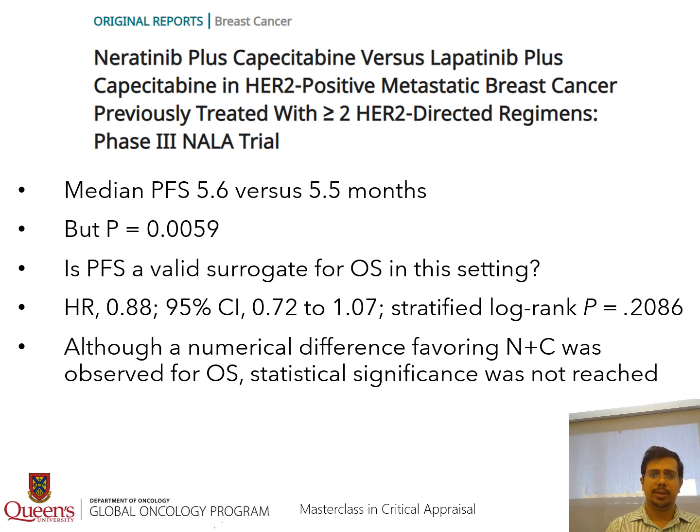For example, this is a recently published trial, the NALA trial in breast cancer, and it shows that the median PFS improved by 0.1 month, 5.6 versus 5.5 months. Although this is such a small marginal difference, the p-value was significant. And when people were talking about this trial, they were asking, is PFS a valid surrogate in this case for OS? But the fact is that the OS results were already available. The OS results were already published, and it did show that the OS was not significant.